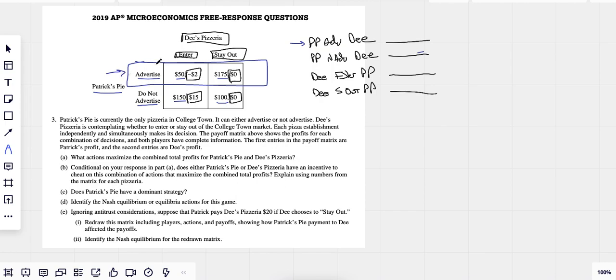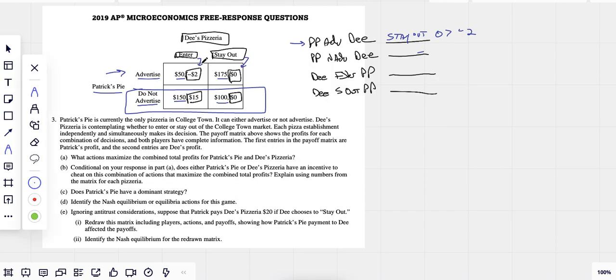If Patrick Pie advertises, D has two choices, either to enter or to stay out. It looks like staying out, 0, is better than a -2. So stay out because 0 is greater than -2. If instead Patrick Pie does not advertise, D only has two choices, to either enter or stay out. It looks like entering is better because $15 is greater than 0. All right, let's clean this up a bit.